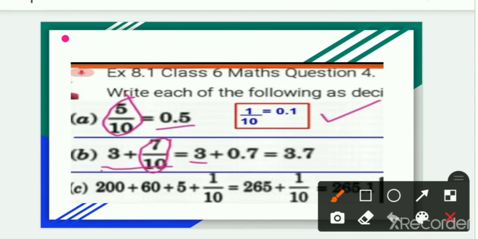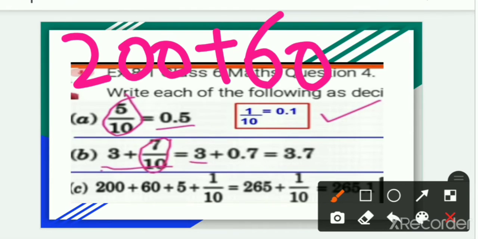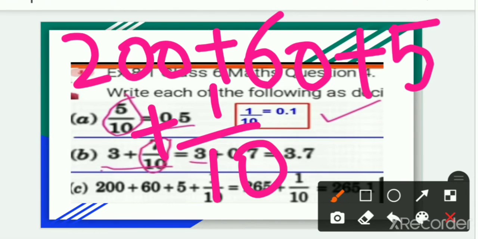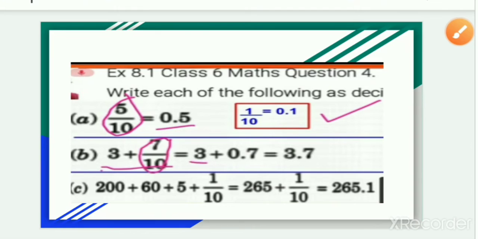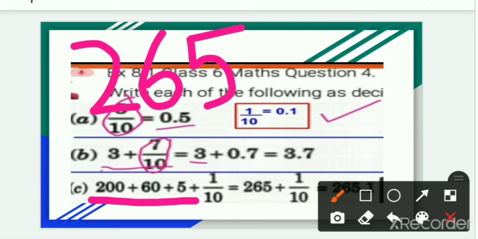Next number we are having is 200 plus 60 plus 5, and plus 1/10. This is given to us. First of all, what we will do, we will add these numbers. 200 plus 60 plus 5 will be 265. Right?